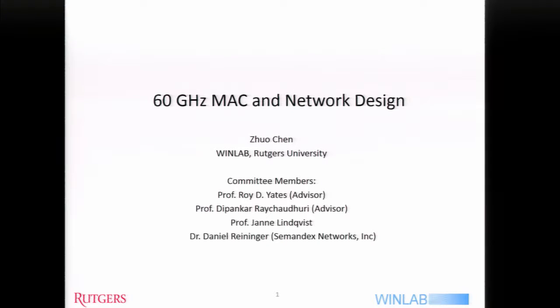The goal of the thesis was to understand and build some algorithms for the MAC and for the routing in these small 60 gigahertz networks with very highly directional antennas.